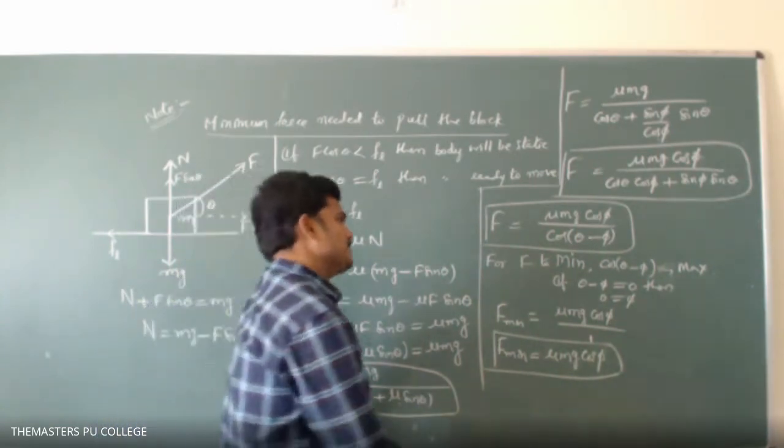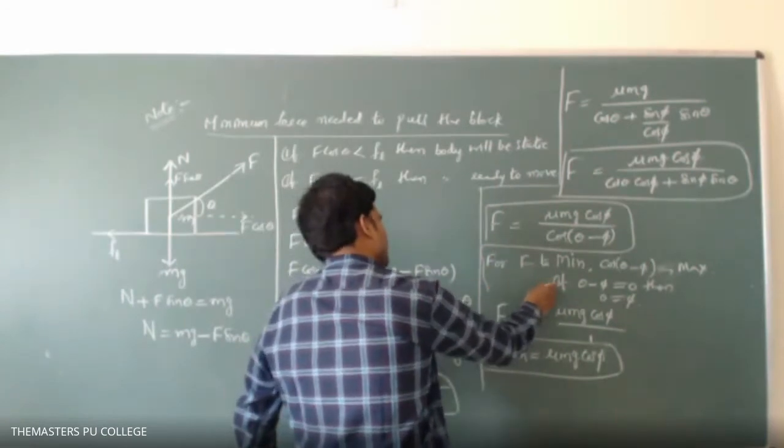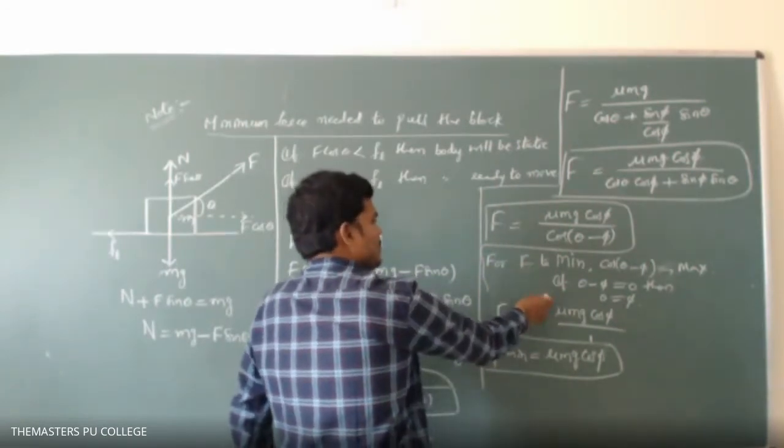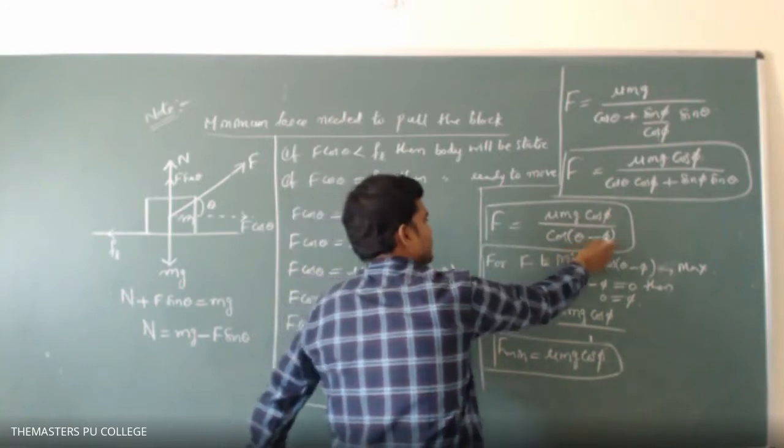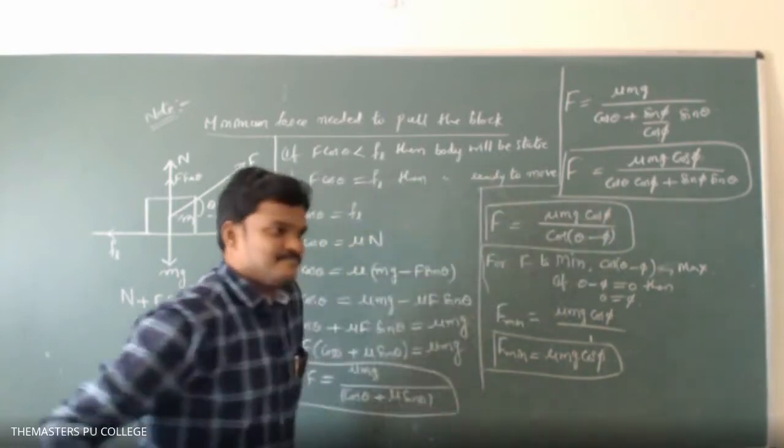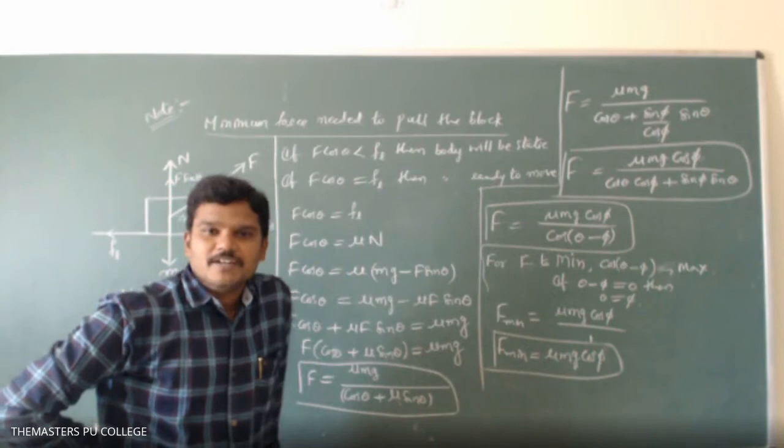Yes, sir, we can write. Any confusion? Any confusion at this region? If any confusion is there, to get the minimum value, you just equate these angles. That's it. To get the minimum value, you equate them.